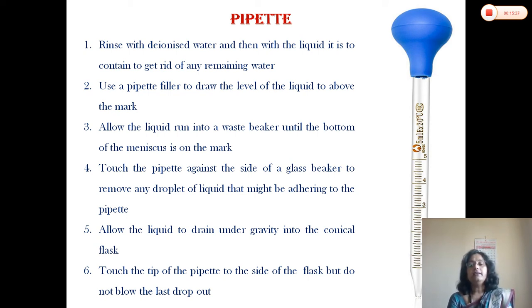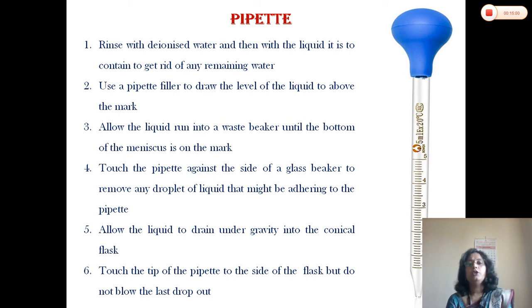Pipette is the second component of the titration assembly, which is required to pipette out the desired amount of the titrate and to transfer that solution into the conical flask. So before using the pipette, first rinse that pipette with the deionized water, followed by the liquid which you are going to use.